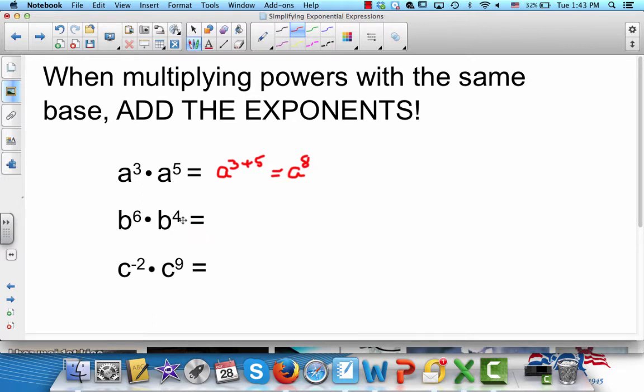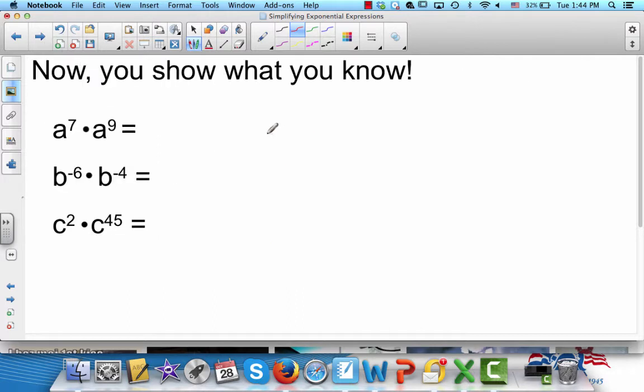b to the 6th times b to the 4th, that's b to the 6 plus 4, which gives you b to the 10th. And then the last one down here, c to the negative 2 plus 9. Negative 2 plus 9 gives you c to the 7th. It's as simple as that. Just add the exponents together, and you've combined the powers when you're multiplying powers. Okay, now you show what you know. Pause the video, do these 3, and then get back with me.